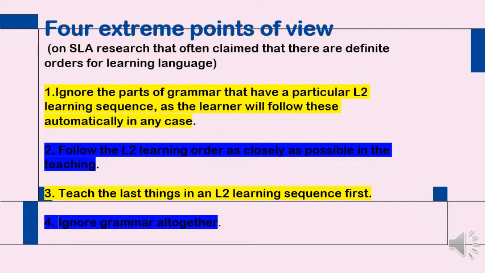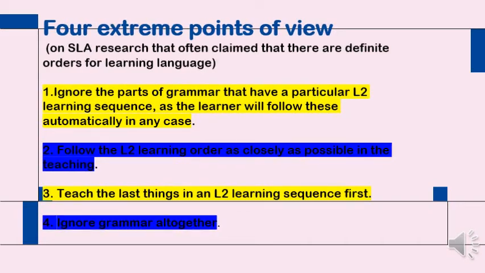There are four extreme points of view on SLA research that often claim that there are definite orders for learning language. The first point of view is to ignore the parts of grammar that have a particular L2 learning sequence, as a learner will follow these automatically in any case. 2. Follow the L2 learning order as closely as possible in the teaching. 3. Teach the last things in an L2 learning sequence first. And 4. Ignore grammar altogether.